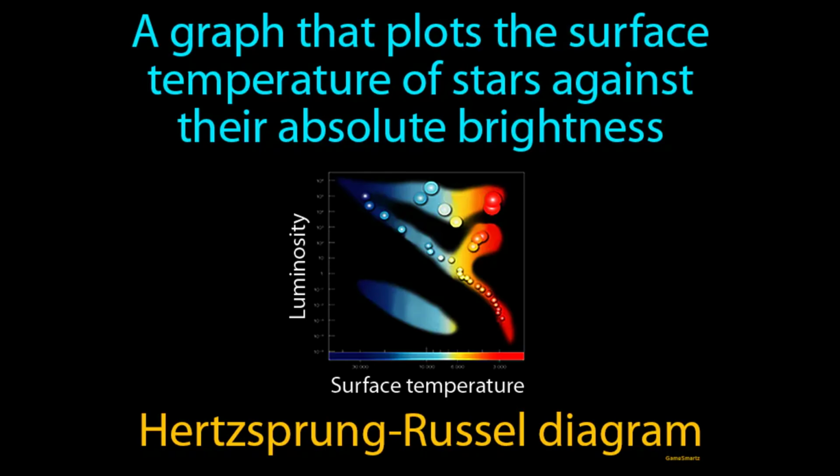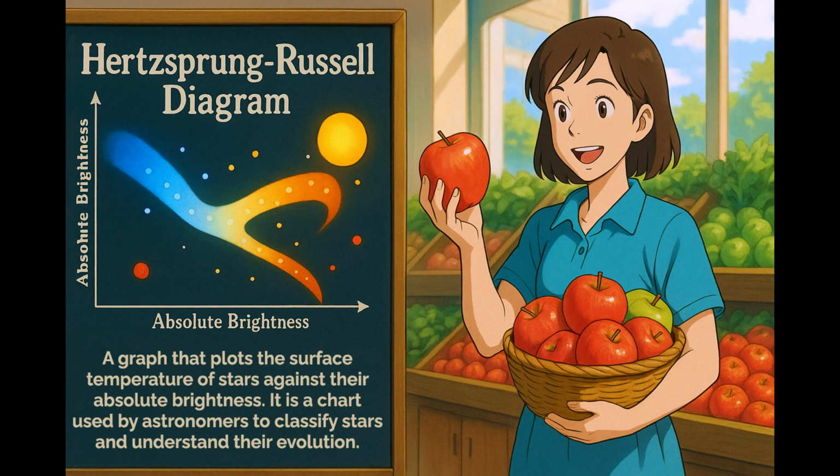A graph that plots the surface temperature of stars against their absolute brightness: the Hertzsprung-Russell diagram. It is a chart used by astronomers to classify stars and understand their evolution. Imagine trying to choose the best apples at a grocery store, where you have to consider both their color and size.